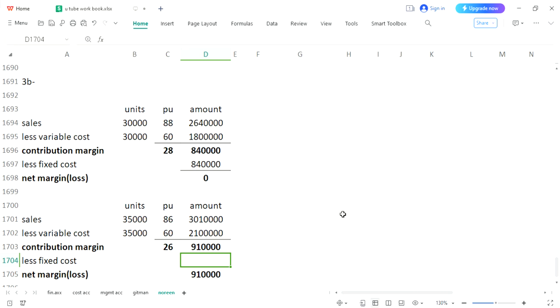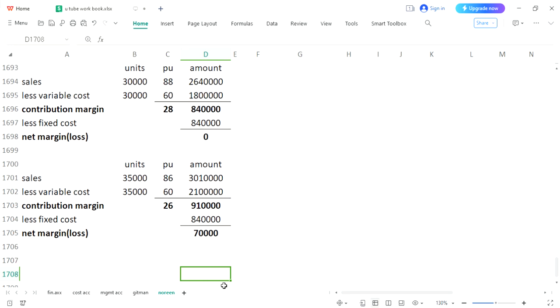You have a complete idea that fixed cost is 8,40,000, which was used over here, and we have got our net margin, which is 70,000. It means our profit has increased. We are encouraged that by decreasing the price, our net margin has increased from 0 to 70,000.